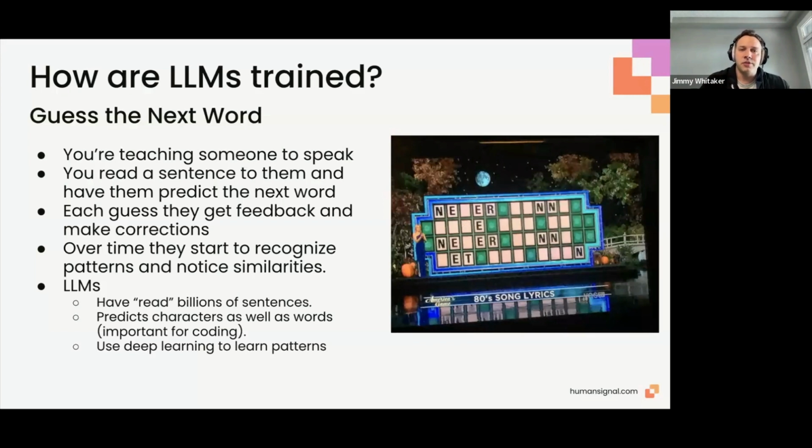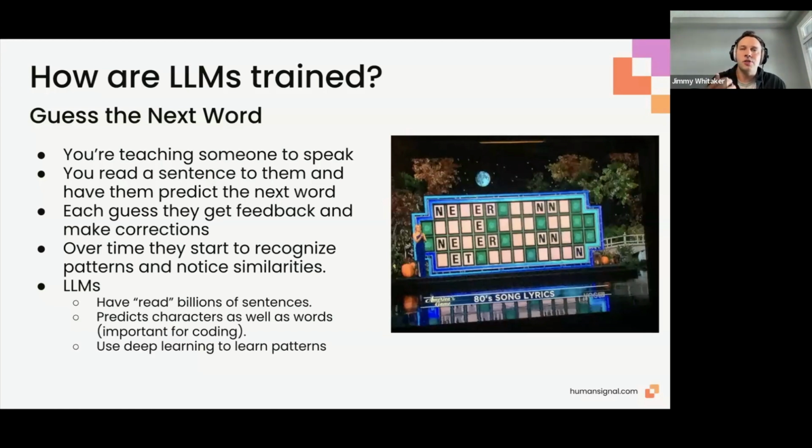Guessing the next word. If you're trying to teach someone how to speak and you read them a sentence and have them predict which word is next, that would be a relatively silly thing. There's not a lot of thought process going into that. But essentially, after each guess, you give feedback and have them tweak the correction. So you start speaking the sentence. Can you fill in the word, Mad Libs style? Then they predict something, and you make the corrections. Then they're going to learn, oh, okay, this word is a little bit more appropriate for this context because of the feedback you gave them.